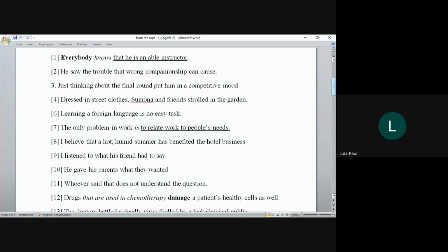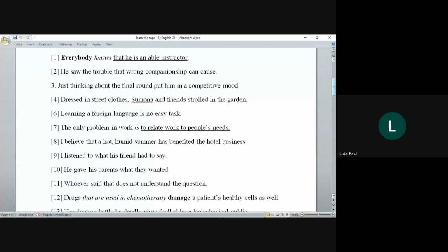We just discussed this one, right? What did I say? Anything that occupies subject or object position. Look at the sentence as a whole. Everybody knows that he is an able instructor. What is the subject of the sentence? Everybody. What is the verb in the sentence? Knows. Now what is left? Everybody knows is not like a full sentence. Knows is not an intransitive verb.